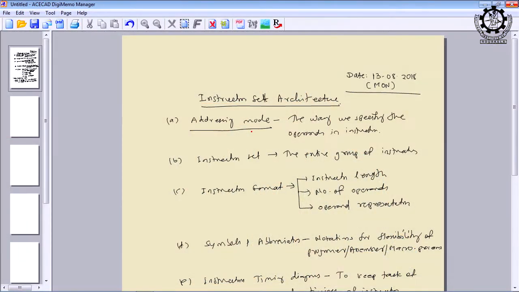Is there anything left? Remember, exhaustively, the way we specify the operand in the instruction is called the addressing mode. But what are the different ways of specifying the operand? First of all, you should know the types of operands we can specify. The first type is an 8 bit data or 8 bit address, or a 16 bit data or 16 bit address.